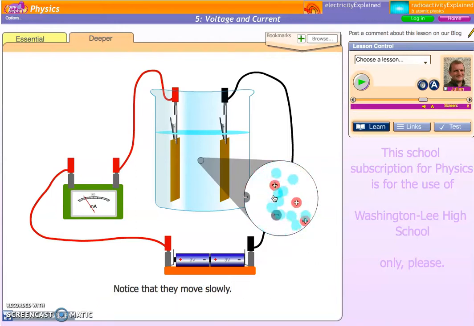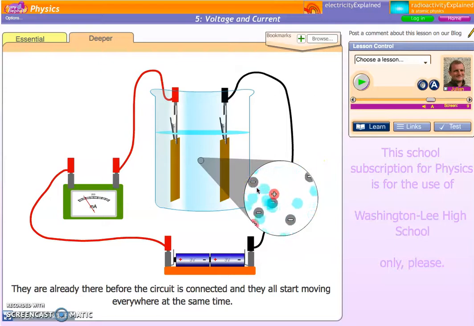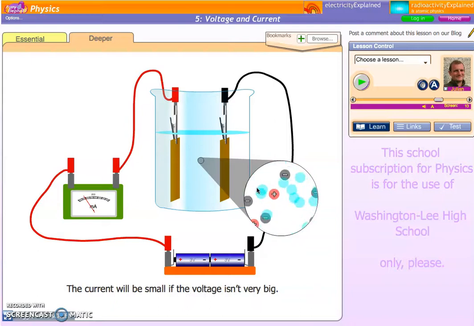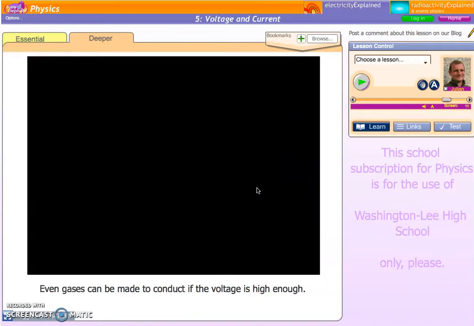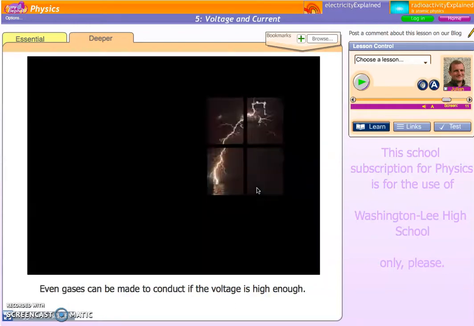Notice that they move slowly. They're already there before the circuit is connected, and they all start moving everywhere at the same time. The current will be small if the voltage isn't very big. Even gases can be made to conduct if the voltage is high enough.